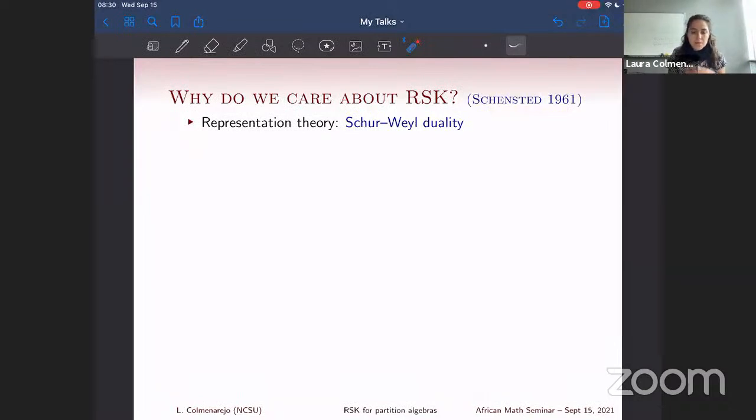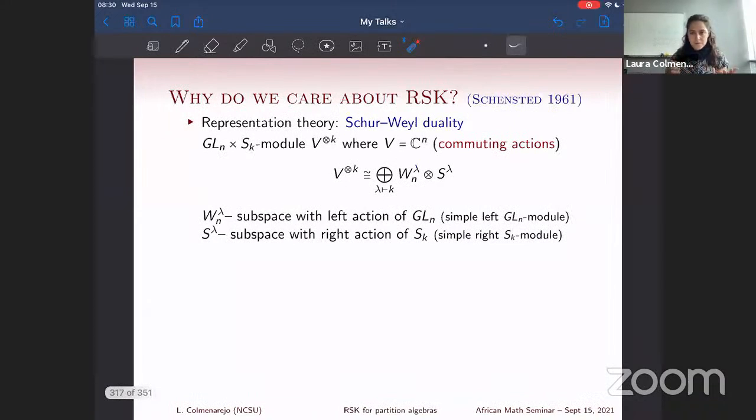RSK. So in representation theory, there is something called the Schur-Weil duality, which is basically the following phenomenon. I'm going to take as my vector space C^n, and now I'm going to compute a tensor of V with itself k times. So if I look at this, I have two actions. I can act on the left with matrices, with GL_n, which is going to apply the matrix to each of the elements in the tensor product, or I can also act on the right with S_k, which is going to permute elements in the tensors.